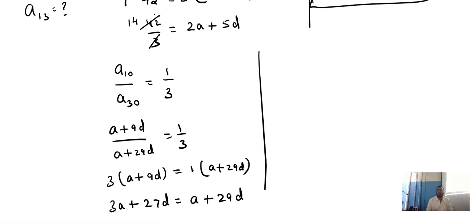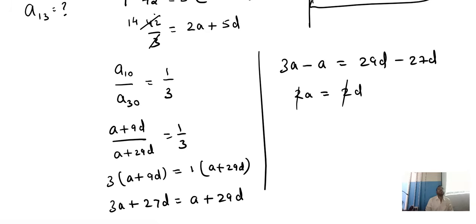Now, observe here. We'll take A terms to one side and D terms to the other side. 3A, and A comes to this side as minus A, is equal to 29d, and 27d comes to this side as minus 27d. So 3A minus 1A, 2A, is equal to 29 minus 27, 2D. The 2 gets cancelled. Now the value of A is equal to the value of D. It means that A and D both are equal.